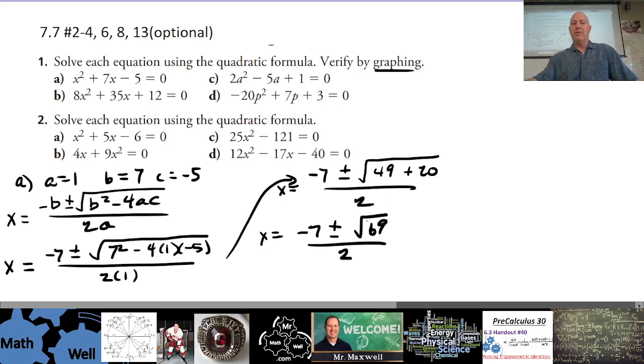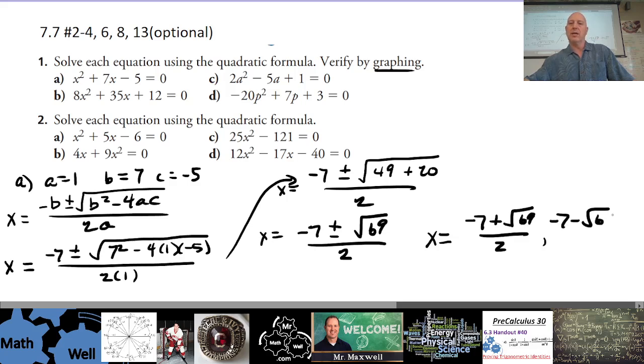Now, if this can be simplified, so if 69 can be divided by a perfect square, then you can simplify this radical. Right now, I'm okay if to leave it like this. You probably should actually write them separately. So first of all, does 69 divide by 9? 16 or no? 9. I don't think so. So -7 plus root 69 over 2 and -7 minus root 69 over 2. Okay? Those are your two solutions.